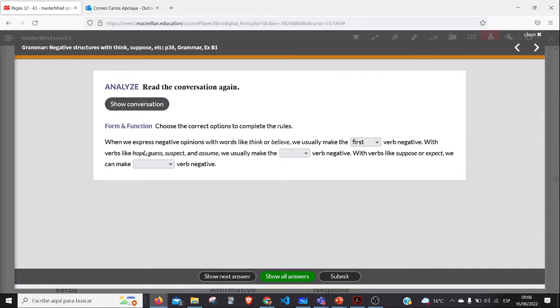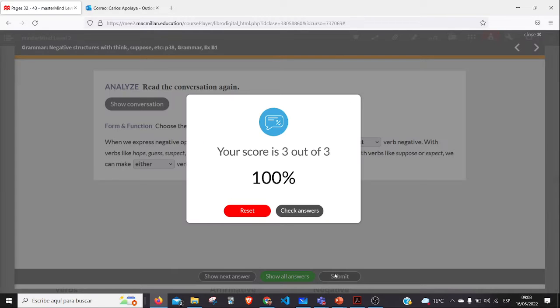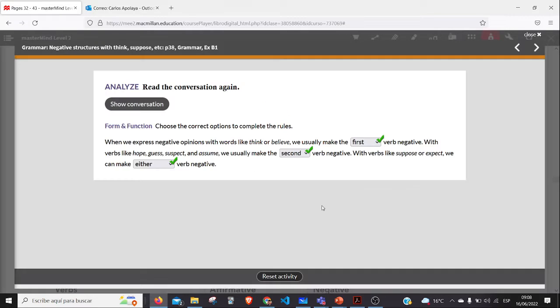With verbs like hope, guess, suspect, and assume, we usually make the first or the second negative. Second. And with verbs like suppose or expect, we can make the first, the second, or either verb negative. The third. Okay, that's perfect. Next.